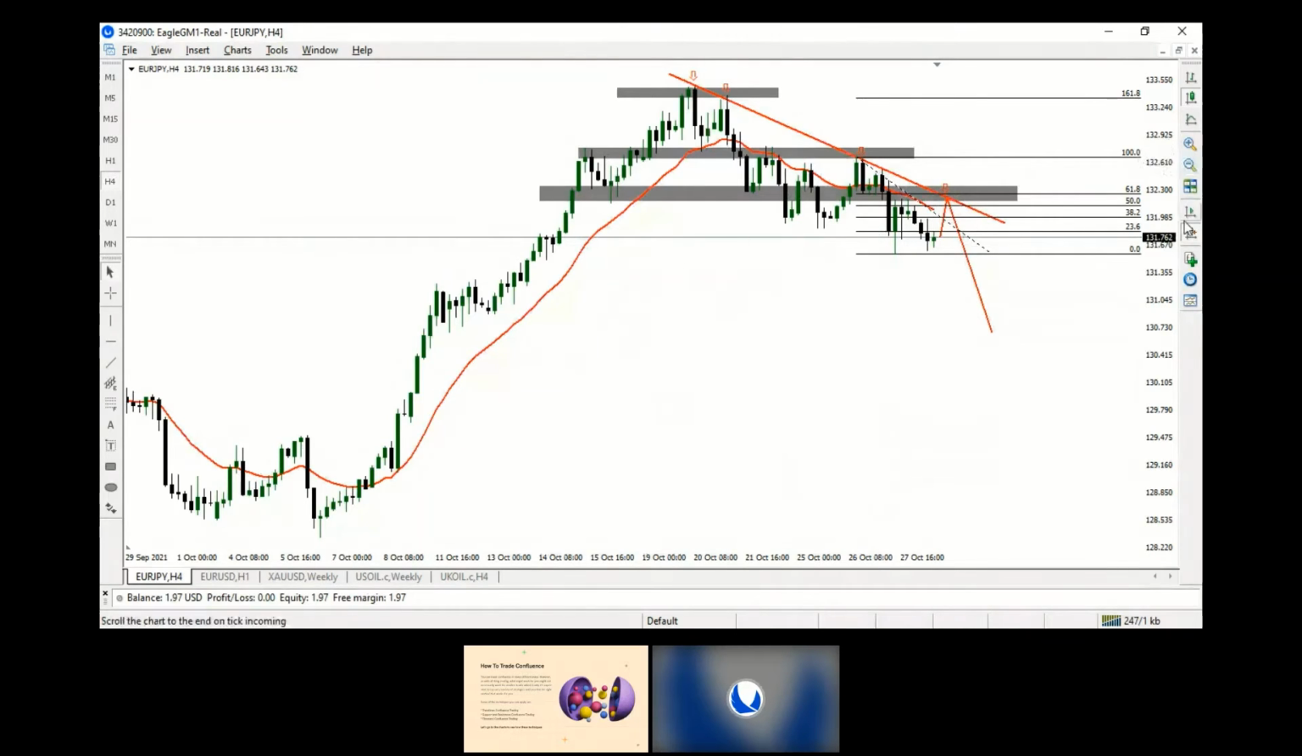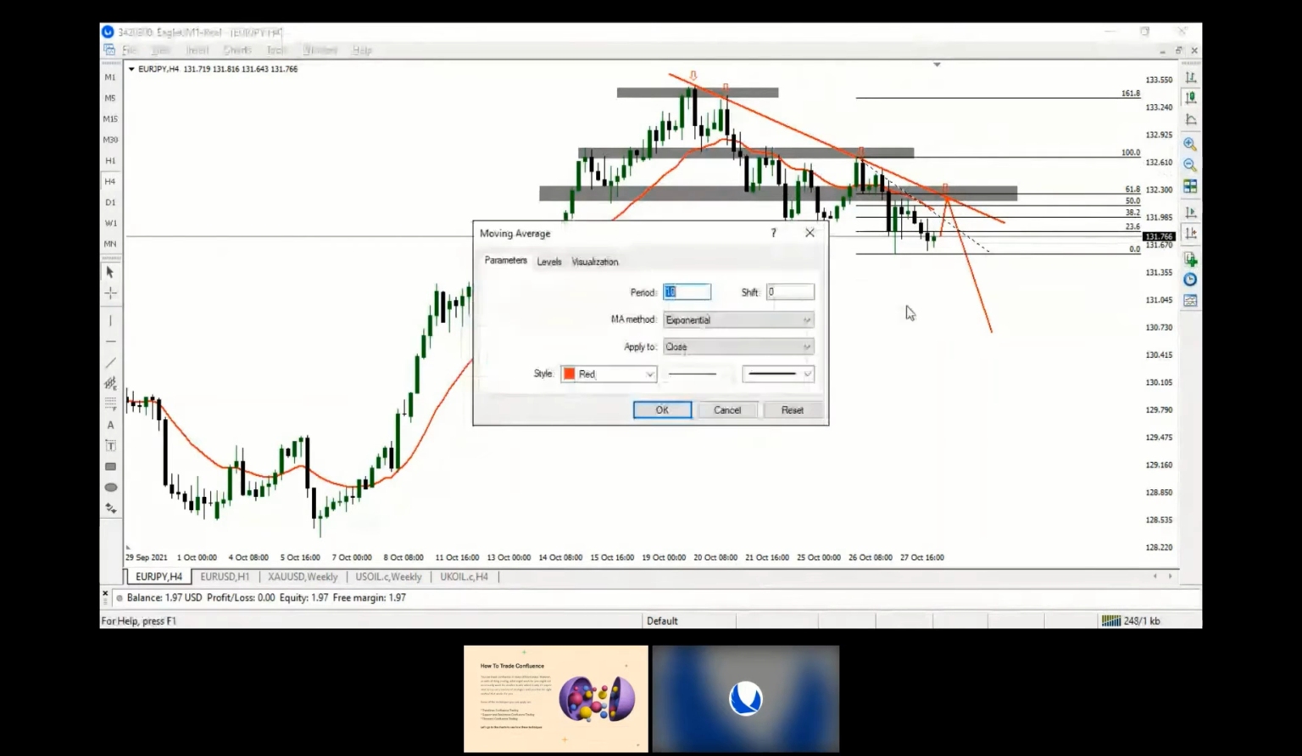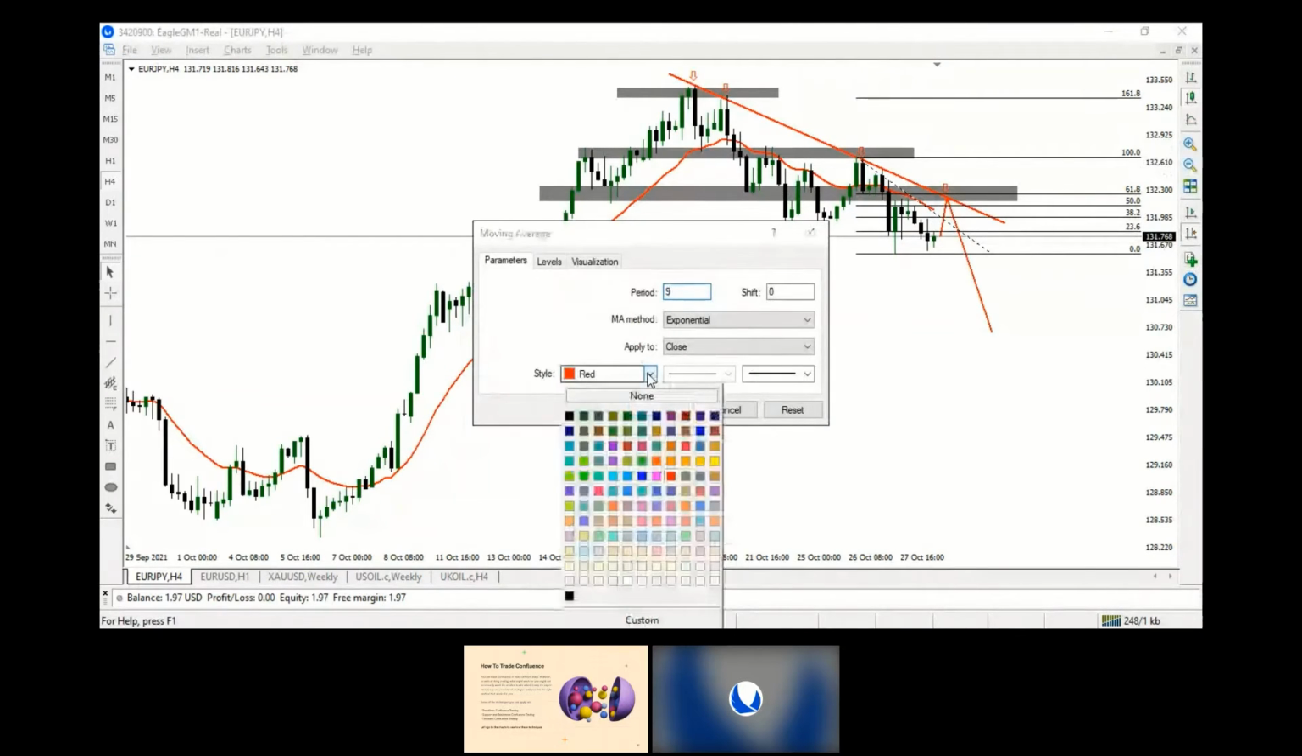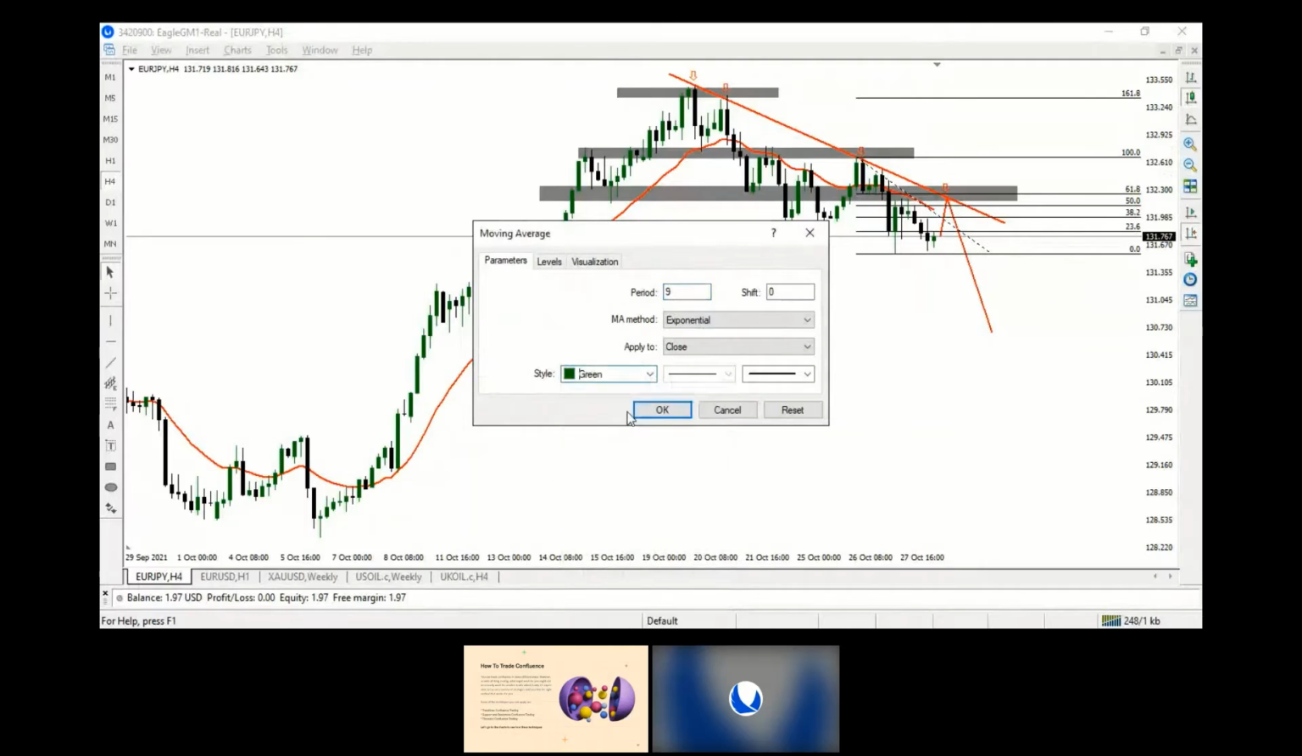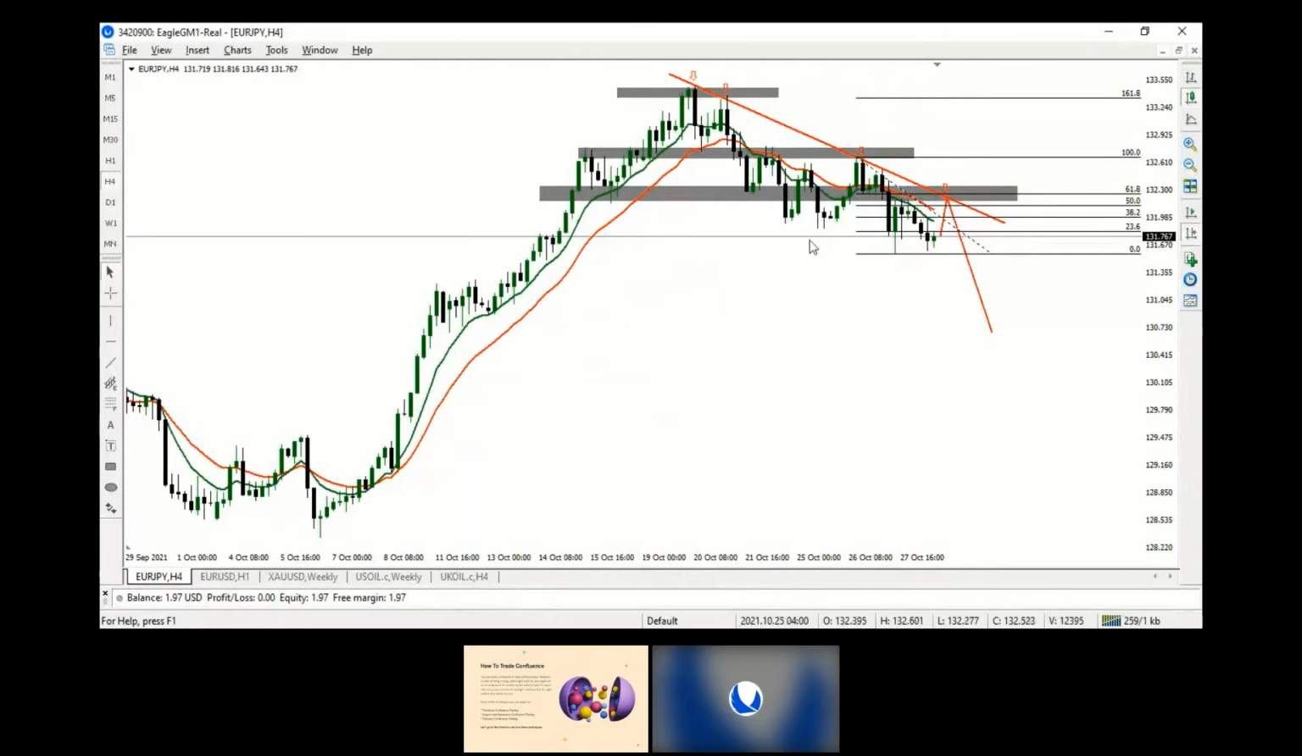You now decide to add another moving average, which is the 9. Let's make it color green. Now, this crossover is giving you more confidence that the downtrend is likely to happen. Now, all you need to do is wait for price to possibly move into this area, then you sell. That is how confluence works.